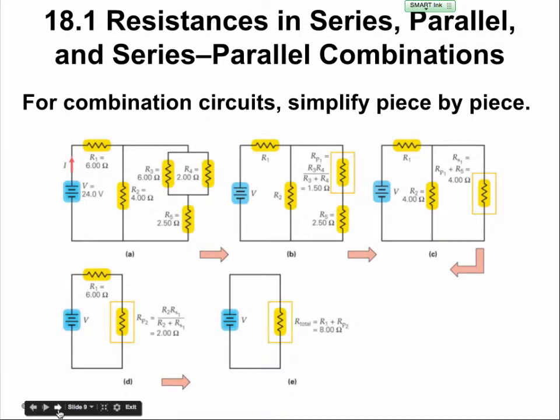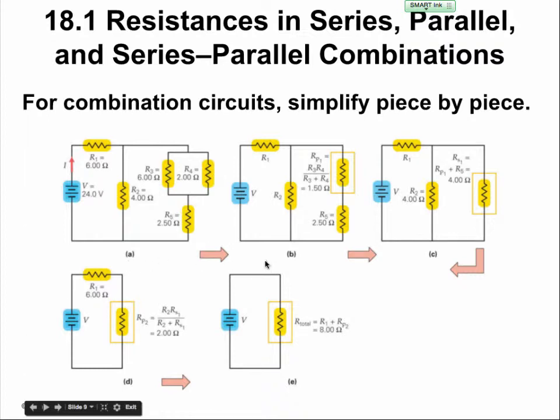So for combinations of circuits, we simplify piece by piece. For A, the current leaves here, and we have R sub 1, which is our first resistor. And then if we go through, we have a couple of parallel circuits, and within this circuit we have some more parallel circuits, and then we have another resistor here that's in series with this parallel series. So step A is what we have.